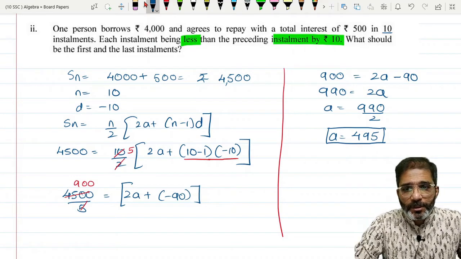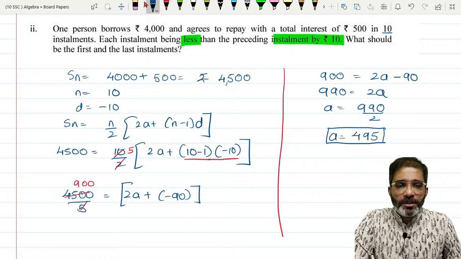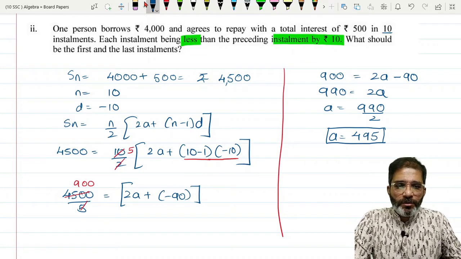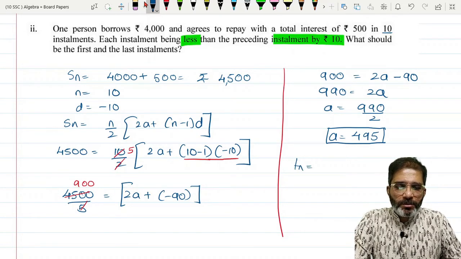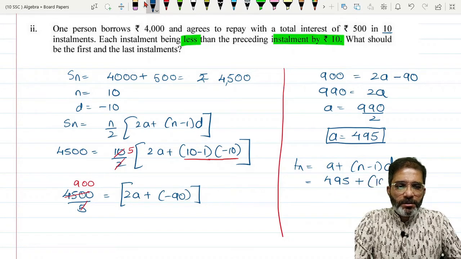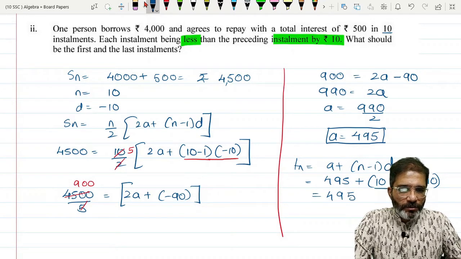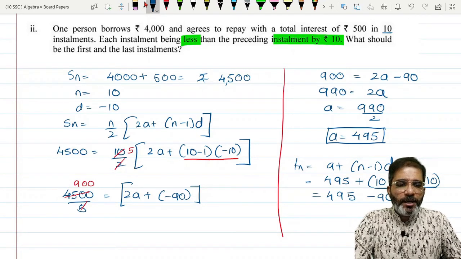Okay, now read the question. We want to find the first and the last installment. So we got the first installment, which is in rupees. Now the last installment means Tn equals a plus (n minus 1)d. A is 495 plus (10 minus 1), d is minus 10. So when you solve this, we get 90 with a minus sign. So the answer is 405.